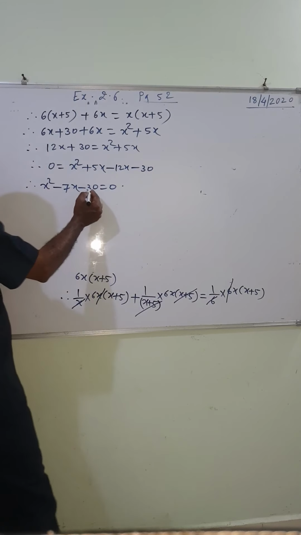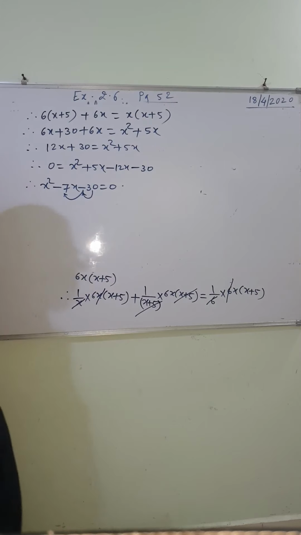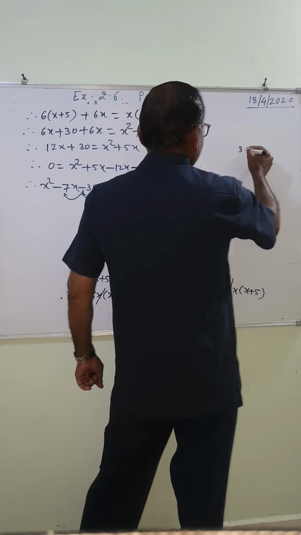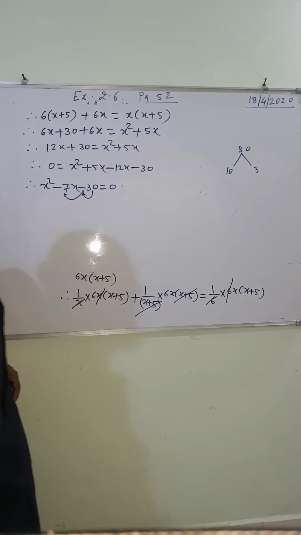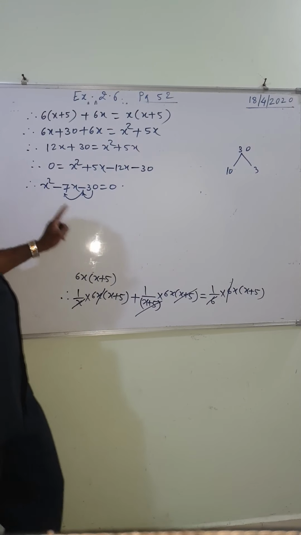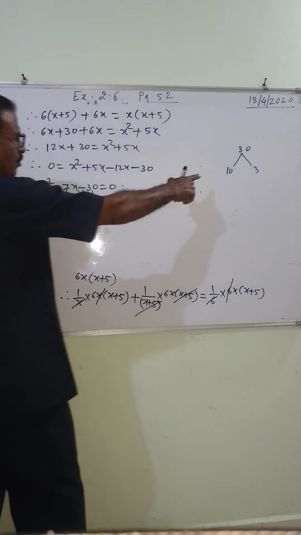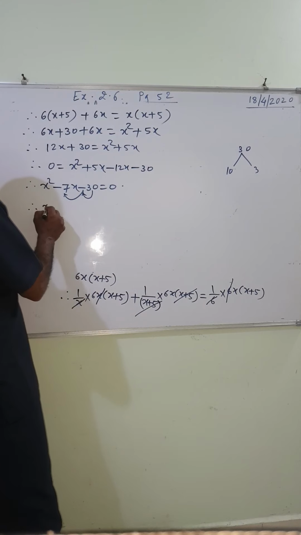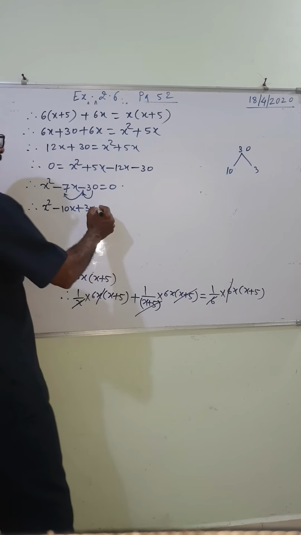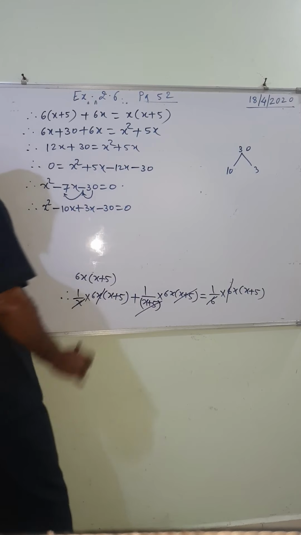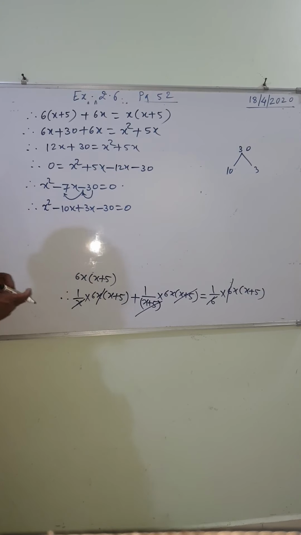Now once again, find the factors of 30 such that the subtraction is minus 7. So 30 means 10 into 3. I want the subtraction to be negative, that means the bigger number will have the middle sign. Therefore, x square minus 10x plus 3x minus 30 is equal to 0. This is called factorization, or splitting the middle term. That is also another name for this.